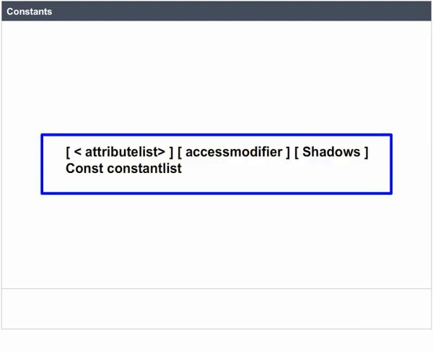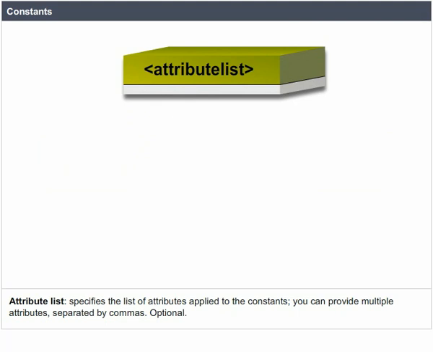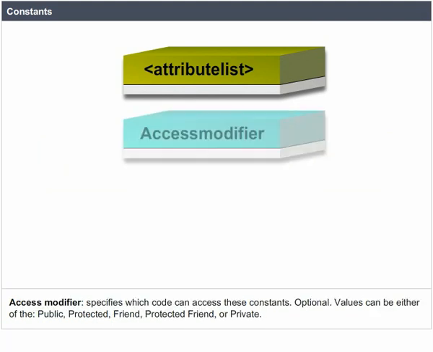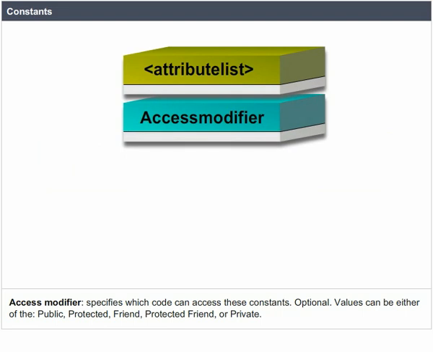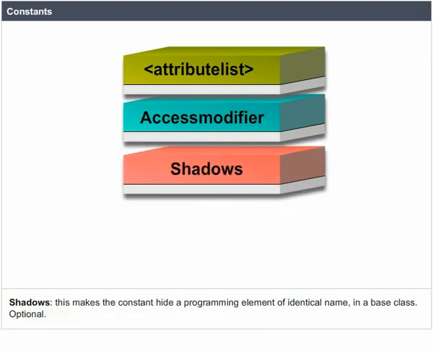Attribute list specifies a list of attributes applied to the constants. You can provide multiple attributes separated by commas, optional. Access modifier specifies which code can access these constants, optional. Values can be either Public, Protected, Friend, or Private. Shadows makes the constant hide a programming element of identical name in a base class, optional.